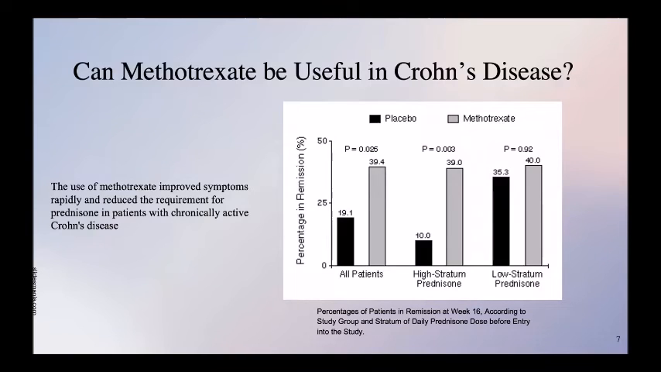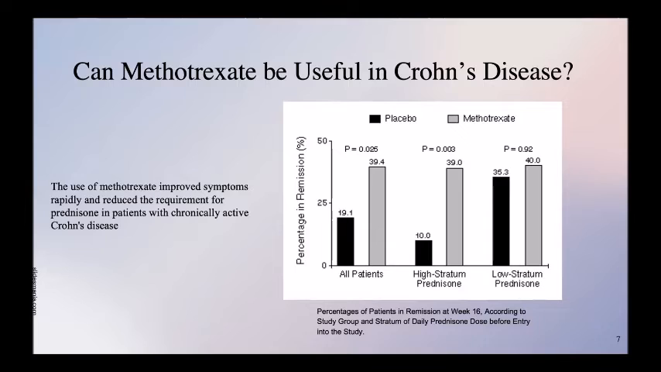Can methotrexate be useful in Crohn's disease? Well, this experimental data leads us to believe that methotrexate can be useful in Crohn's disease. Next, we can observe experimental data obtained from the above-mentioned study. In a group of patients with chronically active Crohn's disease, methotrexate was more effective than placebo in improving symptoms and reducing requirements for prednisone. In this study, the same proportion of patients in the 2 groups was withdrawn from treatment prematurely.